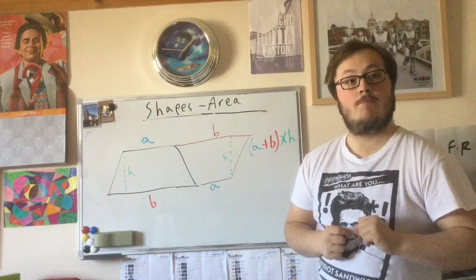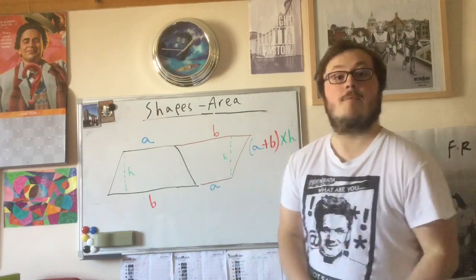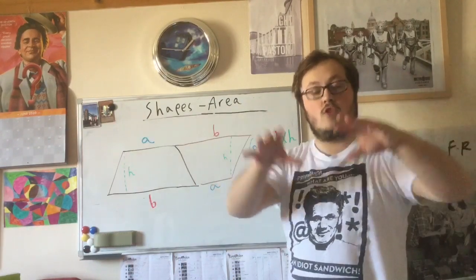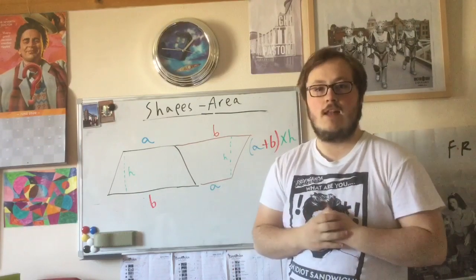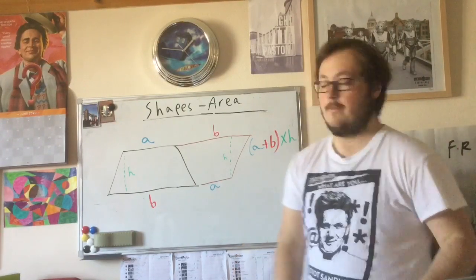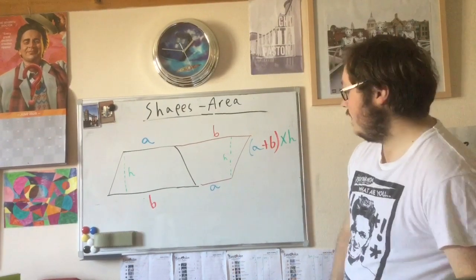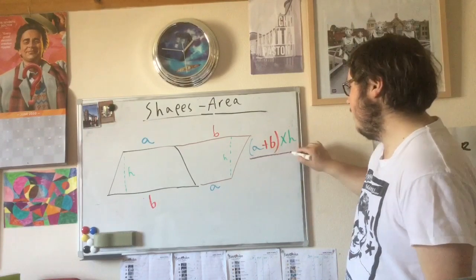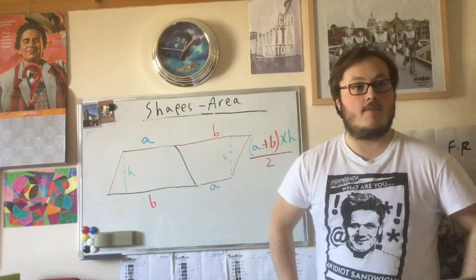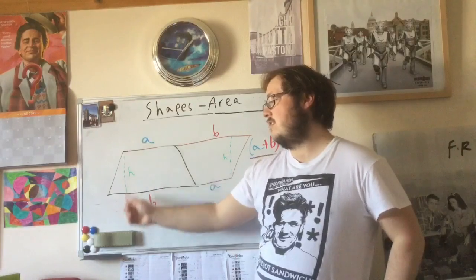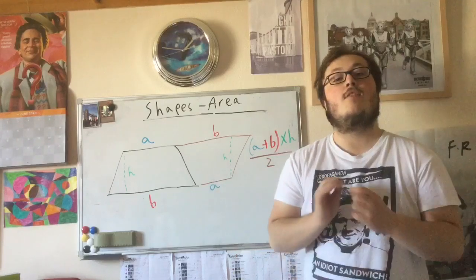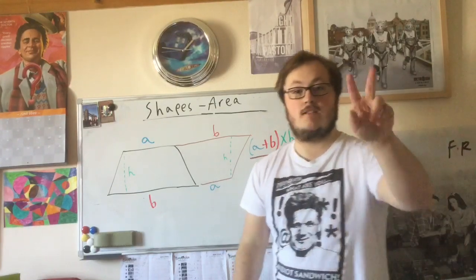But there's one problem. We're not working out the area of the parallelogram. We're working out the area of this trapezium. It's just so happened that when we put 2 trapeziums in there, we formed a parallelogram. So what do we have to do? You halve this answer. So we do A plus B, all multiplied by H, divided by 2. And that's what you have to do to find the area of a trapezium. You add these 2 sides together, multiply that by H, by the height, and then divide that all by 2.